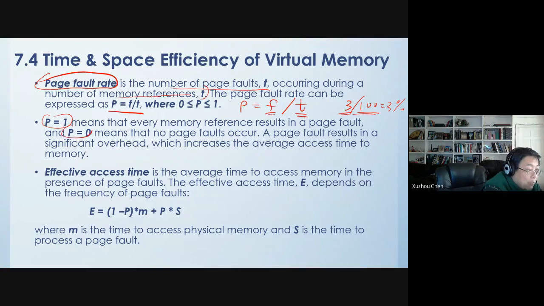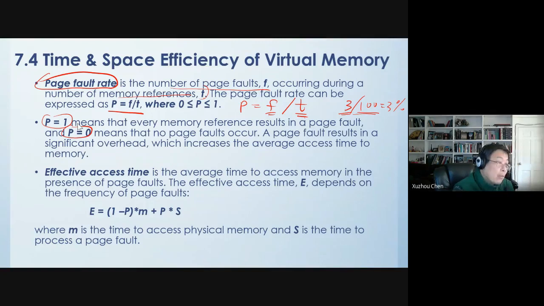Now, when P equals 0, that means no page faults occur. Whatever the number of page references, 100 times or 200 times, there are 0 page faults. That's the best, that's the ideal case, but it's an unlikely case. And P equals 1 is also an unlikely case.